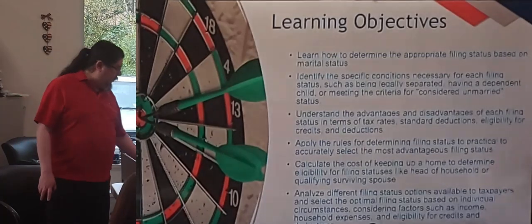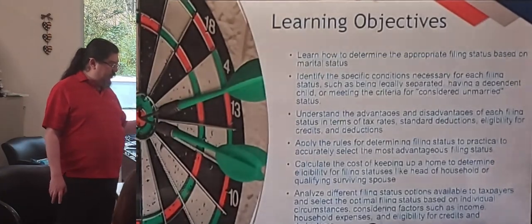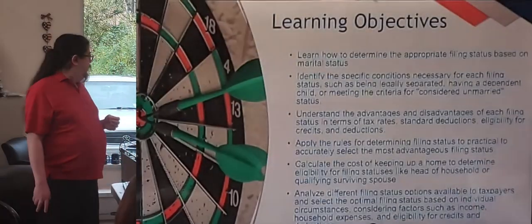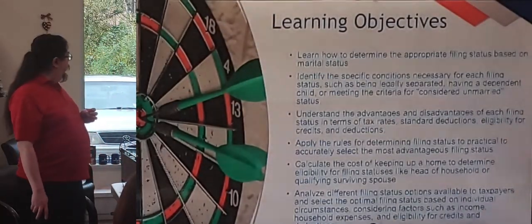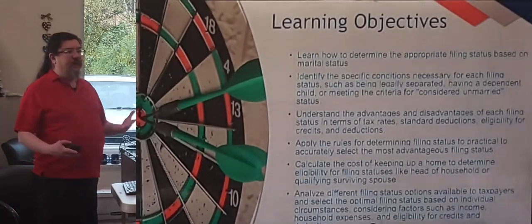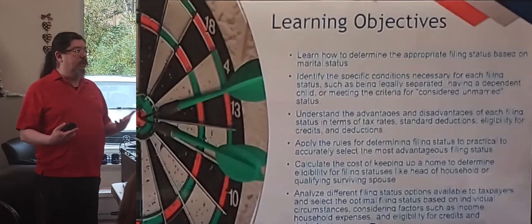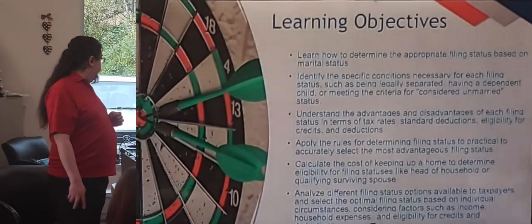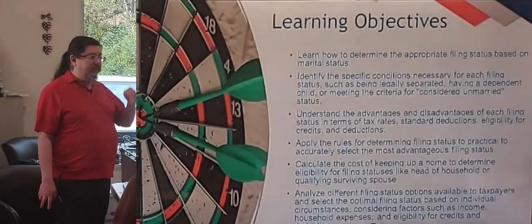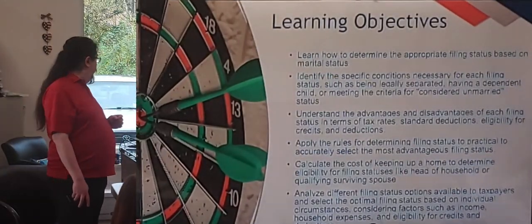So at the top of the 1040, right under your name and address, there's 5 boxes to check for your filing status. So we'll learn how to determine the appropriate filing status and identify the conditions to meet in order to use each of the 5 filing statuses. Each filing status will have its own advantages and disadvantages, so we'll learn those.